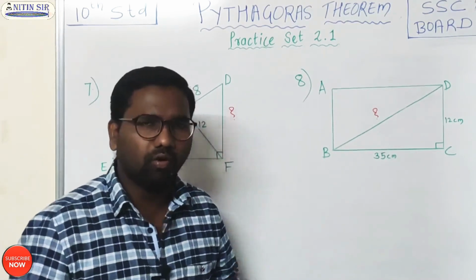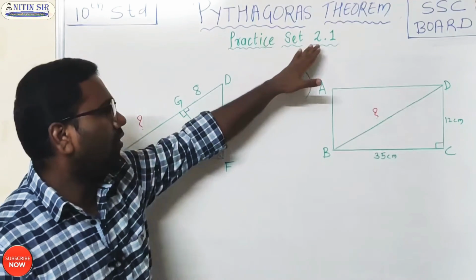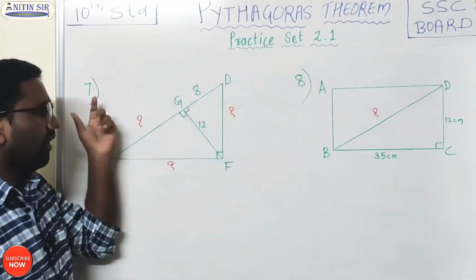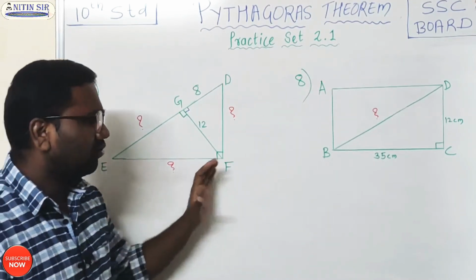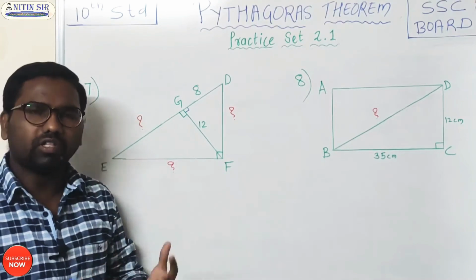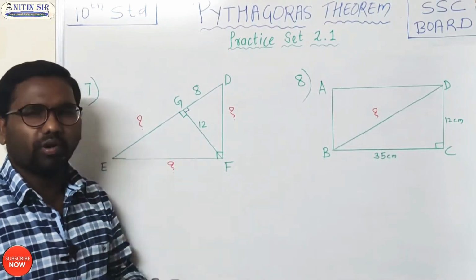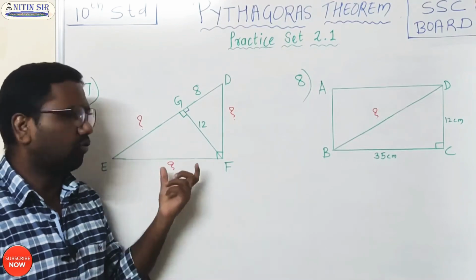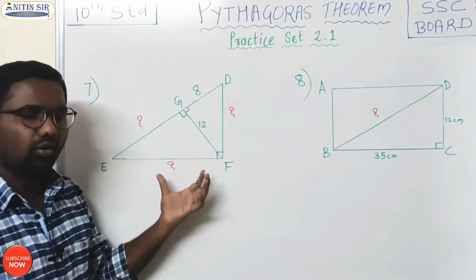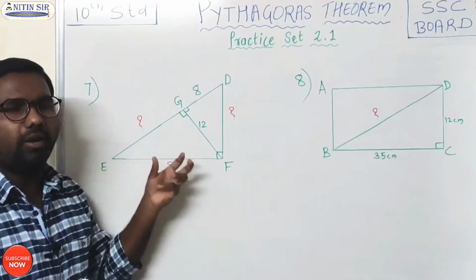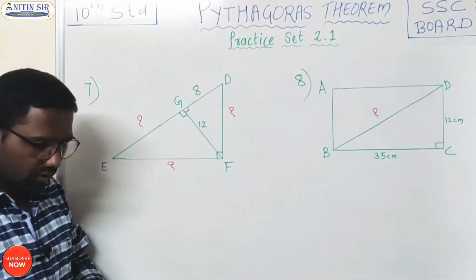In this video we are going to study practice set 2.1, in which question number 7 and question number 8. These questions are very easy. What we have studied earlier, questions 1 to 6, are similar to these questions. These questions are particularly based on the geometric mean property and Pythagoras theorem. So we'll go through this question first.